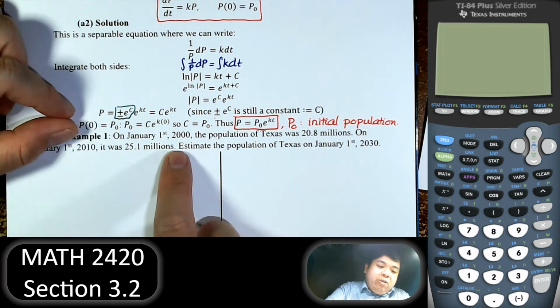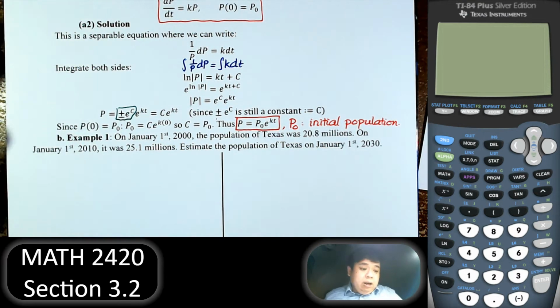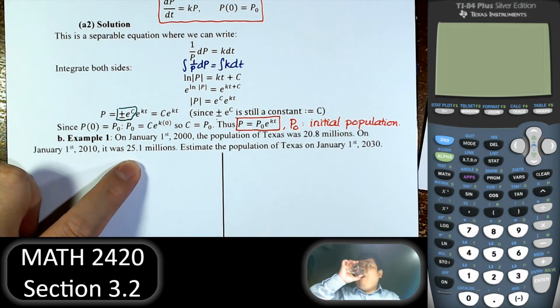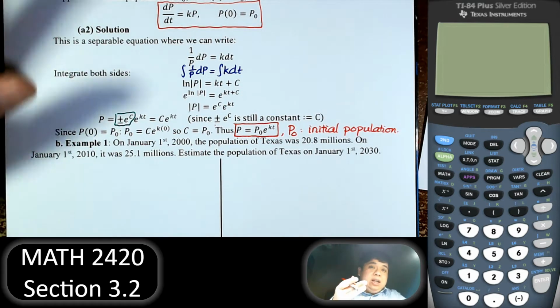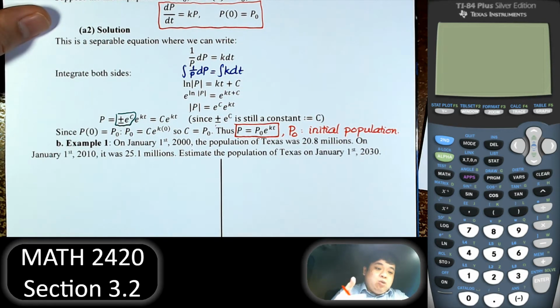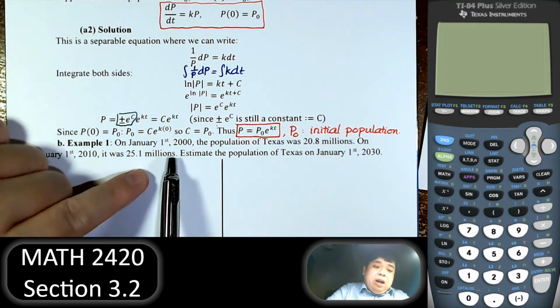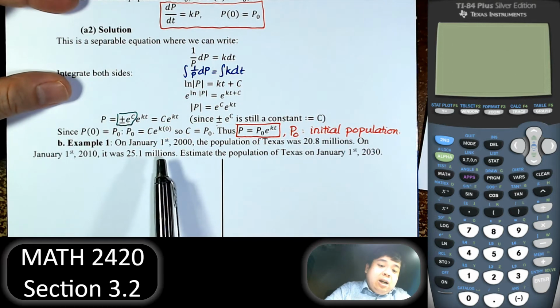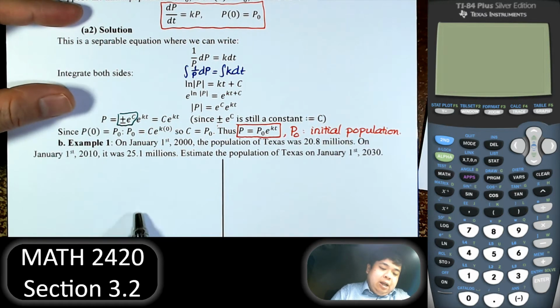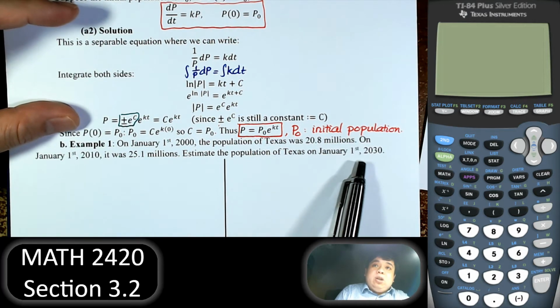So on January 1st, 2000, the population of Texas was 20.8 million. On January 1st of 2010, it was 25.1. Well, I don't know what the exact day is for the census, but we do a census every 10 years, right? So that's why this year we have the census going. In here they said it's January 1st, so I'm not sure if that is the date. But we have this information. We estimate the population of Texas on January 1st of 2030.